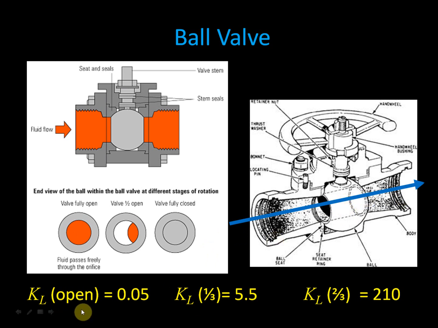In their book, you have coefficients for open, 1/3 open, and 2/3 open. And you can see that when it's fully open, this loss coefficient is very, very small, 0.05. It's as if it's barely even there, and that's the advantage of a ball valve, is that there's almost no loss when it's fully open. And as you can see, as I close it, that increases significantly to 2/3, producing a lot of drag trying to go around a curved surface into the remaining opening.